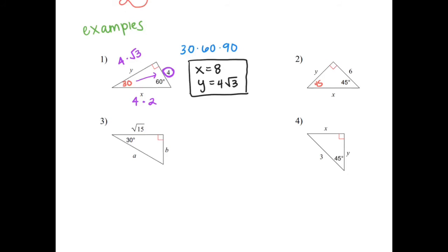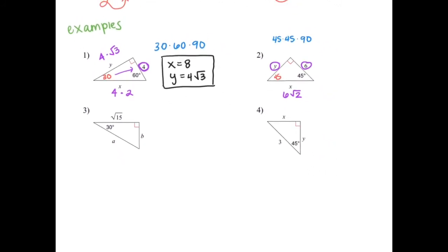Shifting to number 2. This one's a 45, 45, 90. So the sides that are across from the 45-degree angles have to be congruent, or they're going to be the same. I know that one of them is 6, so that means the other one has to be 6. Then to find the hypotenuse, I'm just going to attach a root 2 to it. So for this particular problem, x is equal to 6 root 2, y is equal to 6. Full disclosure, numbers 1 and 2, I would consider about a level 1, pretty basic, do you just know the formula problems. Once we get to 3 and 4, these are going to get a little bit more fun.